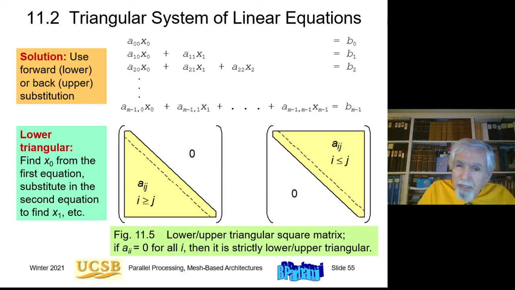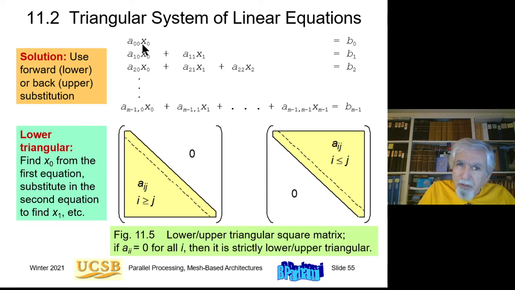Okay, now solving such equations is simple, even if we have to do it manually, because from the first equation, we can obtain x0. There's just one unknown, x0, which is b0 divided by a00. Once we know x0, we can substitute in the next equation, and so this becomes a number. We take this number to the other side, and then there's just one unknown x1, which we can compute. This is known as forward substitution.